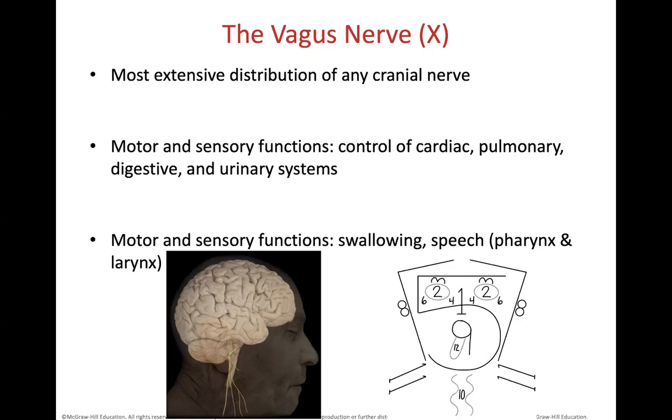In the head specifically, it has motor and sensory functions when it comes to swallowing, so eating, as well as speech. So the pharynx and the larynx are controlled in a lot of ways by the vagus nerve.